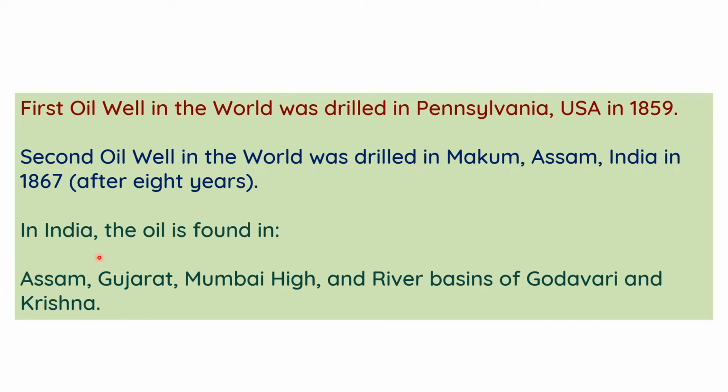In India, oil is found in Assam, Gujarat, Mumbai High, and river basins of Godavari and Krishna. And these things you have to learn by heart: the first oil well, the second oil well, and other places of oil reservoirs in India.